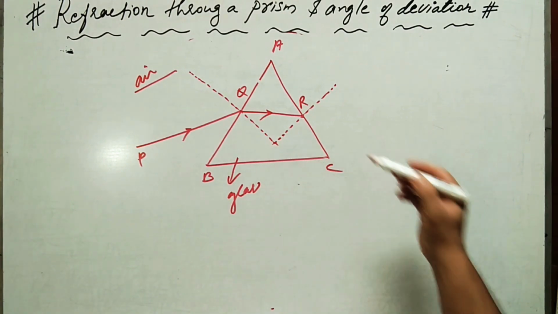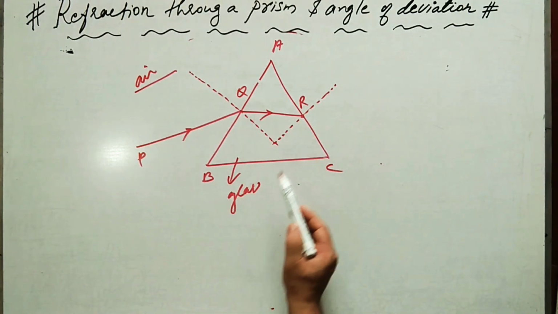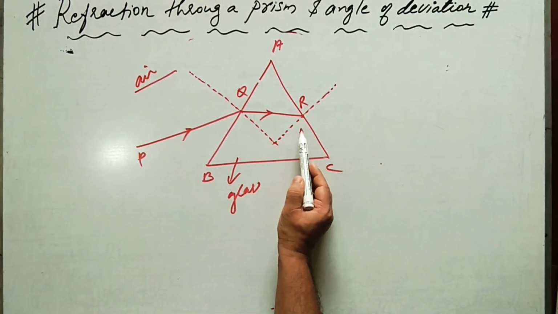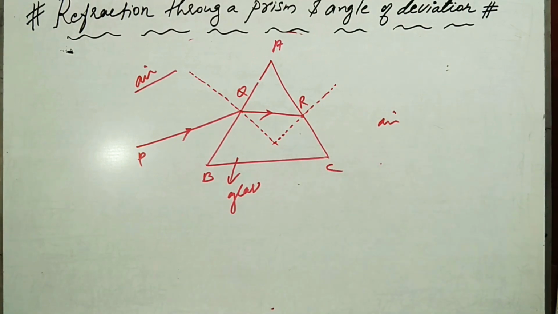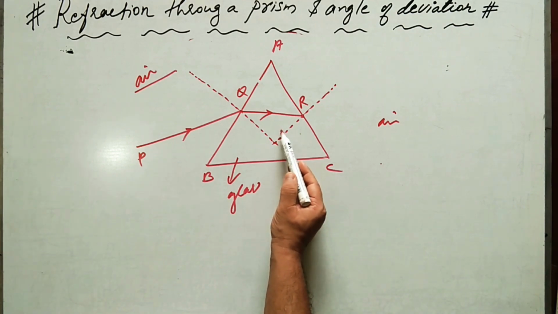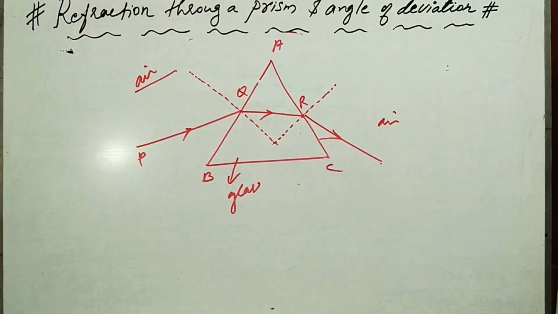Now the refracted ray of light QR is ready to emerge from denser medium to rarer medium. It is going to air. So what happens? What is our rule? When a ray of light travels from denser medium to rarer medium, it bends away from the normal.